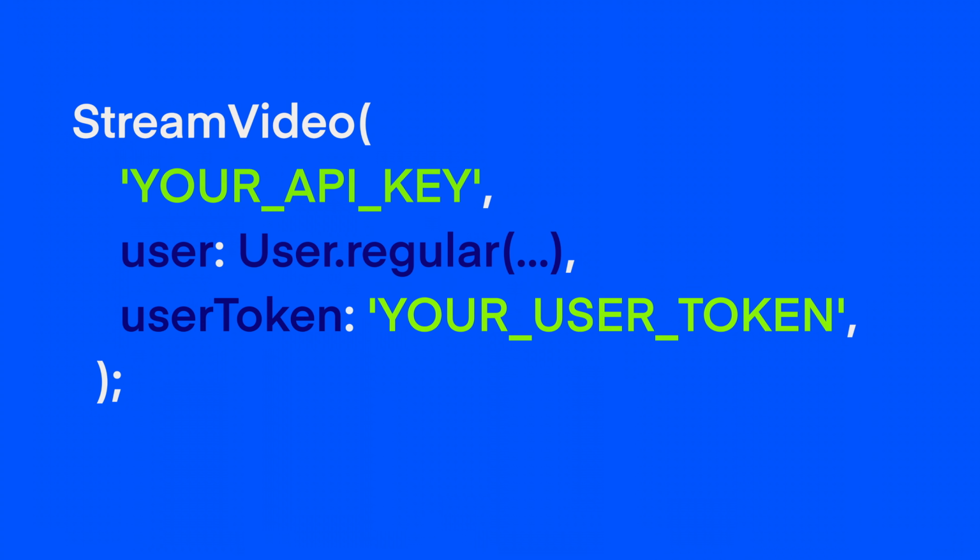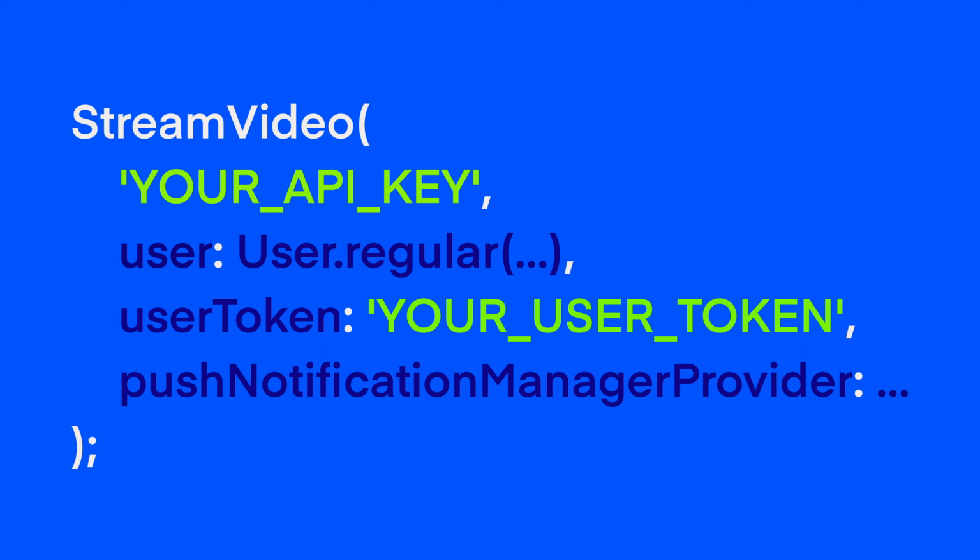Now that we're done with the app setup, let's get to the Flutter code. The StreamVideo class represents the video client in the SDK. You need to pass in your API key and a user who will be automatically connected. You can also set push params in the client, which makes sure VoIP notifications reach the device. There is additional setup required on the Stream dashboard to configure VoIP push notifications.